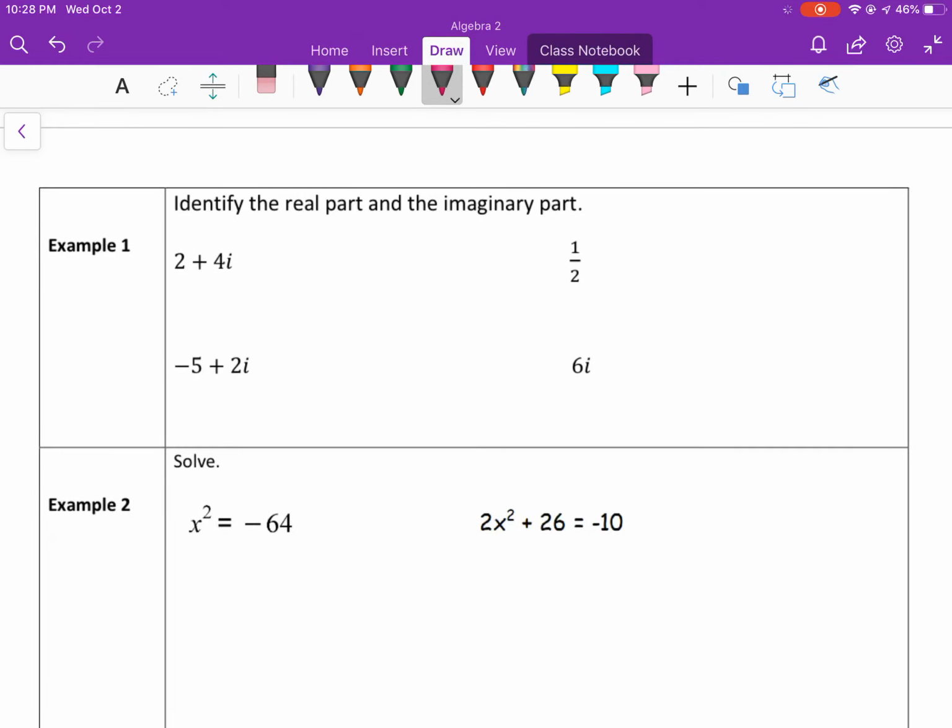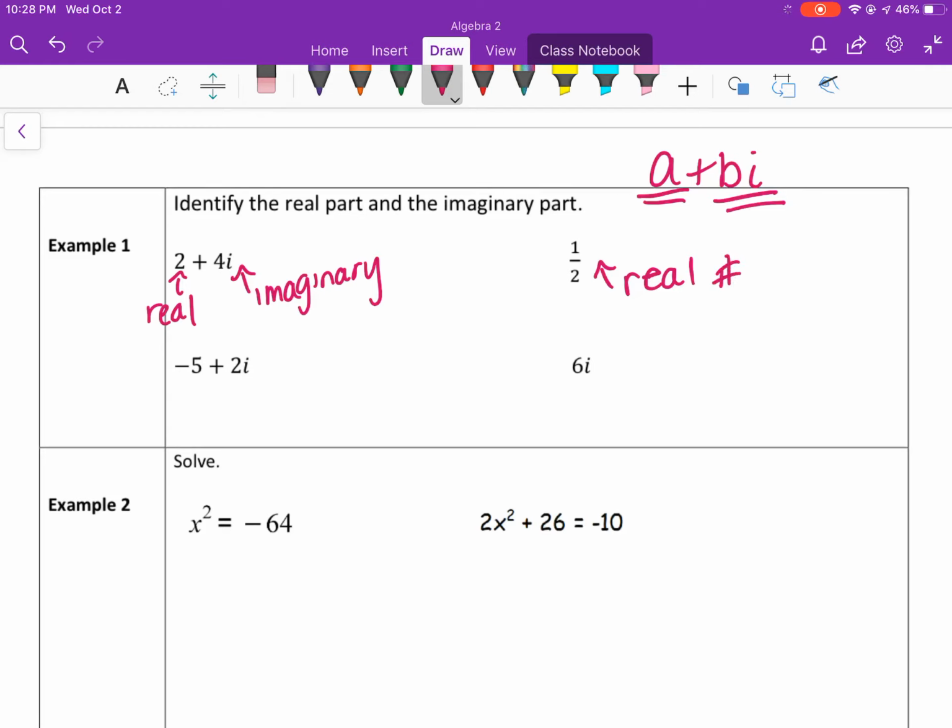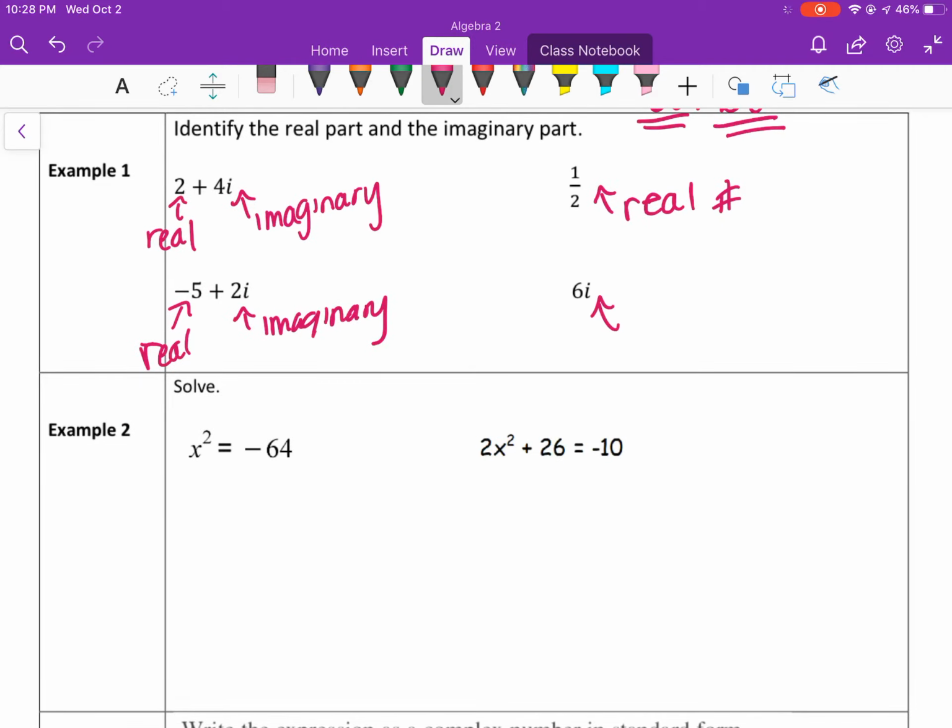So remember we had the real part and the imaginary part. It was a plus bi. a is the real part and bi is the imaginary part. So here 2 is the real part and 4i is the imaginary part. 1/2, this is just a real number, so there is no imaginary part there. Here, negative 5 is the real part, and 2i is the imaginary part. And 6i, this is a pure imaginary number, so there's no real part to that number, it's just an imaginary number.